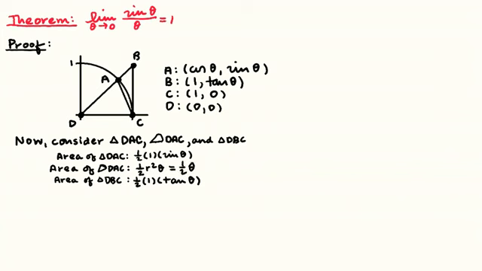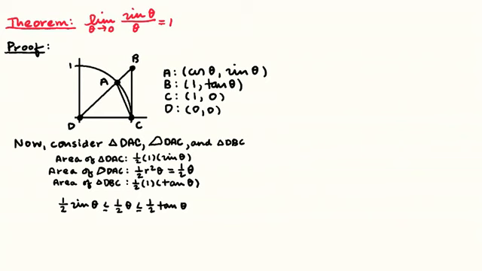And then the area of triangle DBC is 1/2 times the base, which is 1, times the height, which is the y coordinate of B, tangent theta. So it's 1/2 tangent theta. Now I'm going to write these in order from least to greatest. The area of the interior triangle is less than the area of the piece of pizza, which is less than the area of the big triangle. So I've got 1/2 sine theta is less than or equal to 1/2 theta is less than or equal to 1/2 tangent theta.